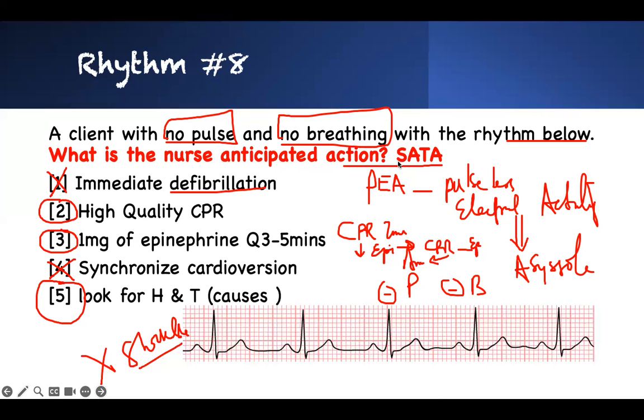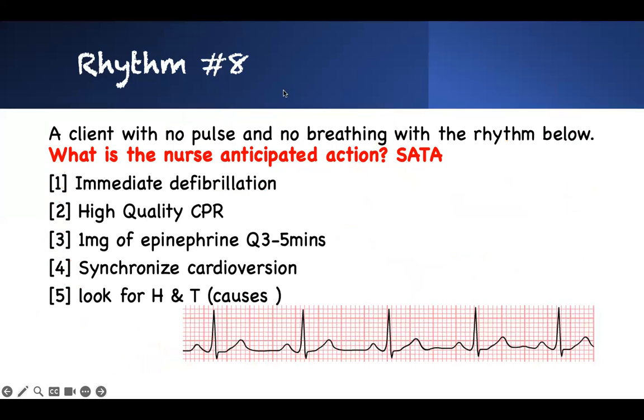Okay, those are PEA. So that's number eight. A rhythm you should know for your test. This is high yield stuff I'm doing, taking my time explaining because of requests. I've got multiple requests for EKG, and I hope you guys can get something out of it.